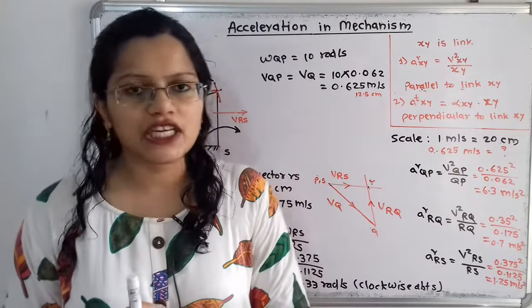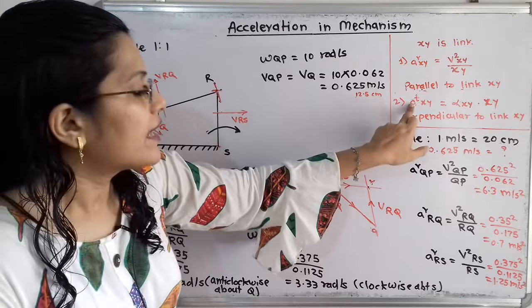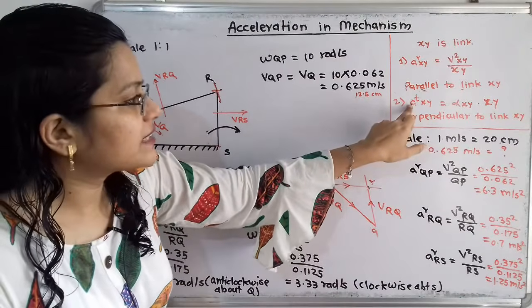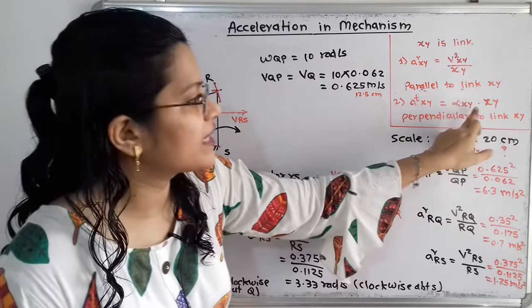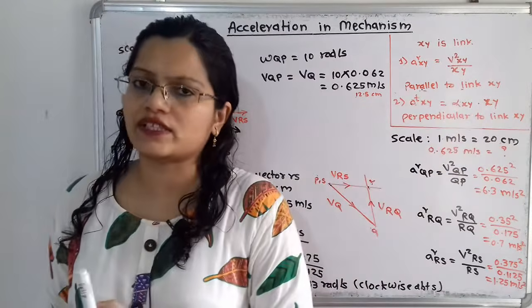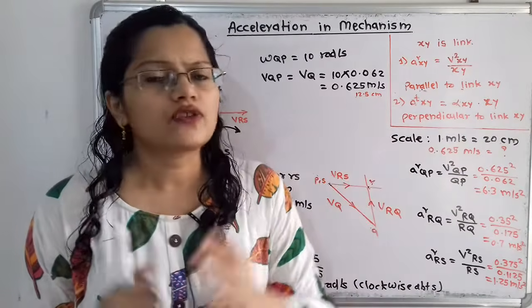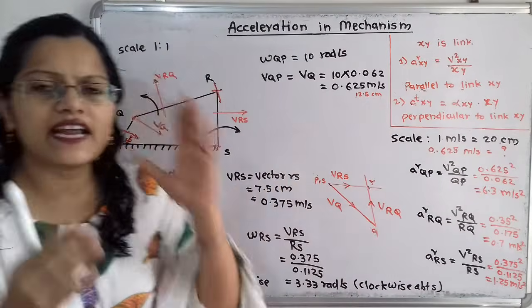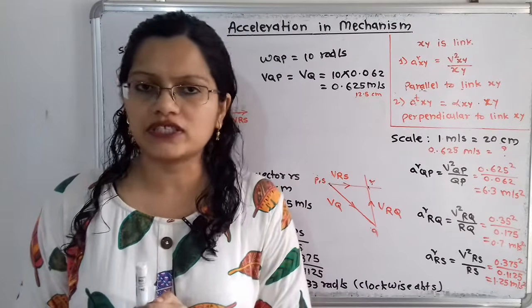Now the next is the tangential component. For this tangential component, a raised to t xy is equal to alpha xy, the angular acceleration, multiplied by the length of link xy, and it is in the perpendicular direction to the link. From this we can say that the radial and tangential components are perpendicular to each other.